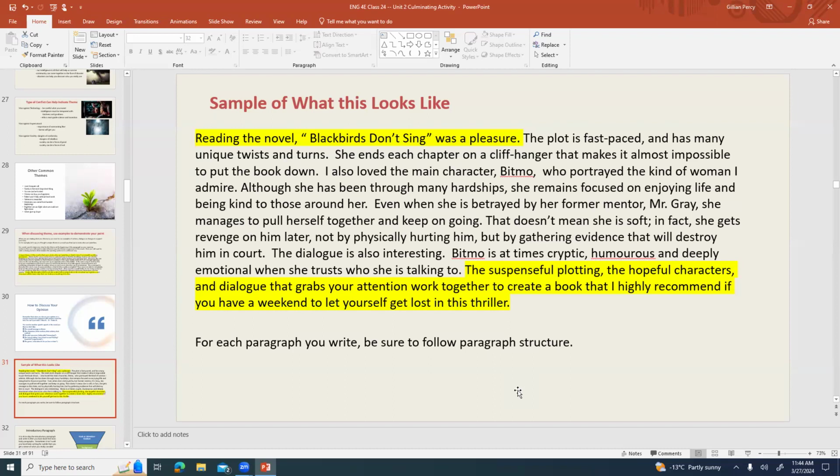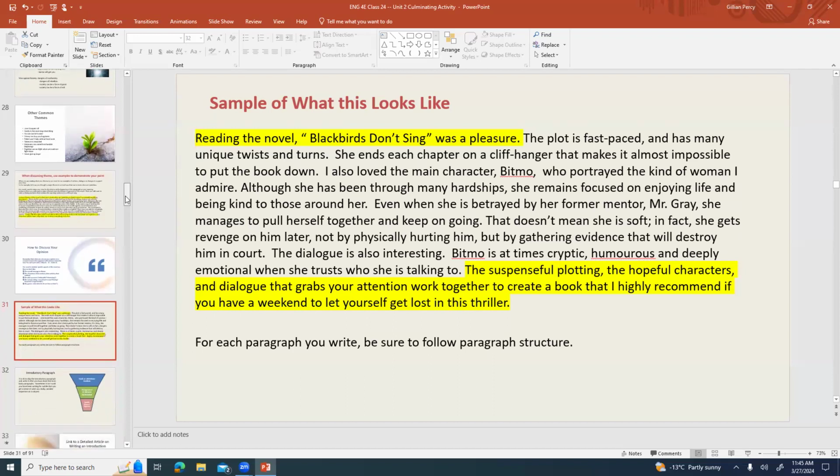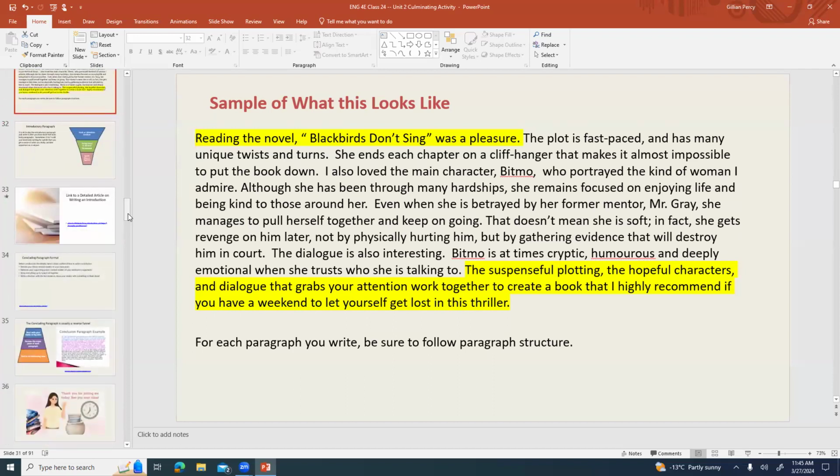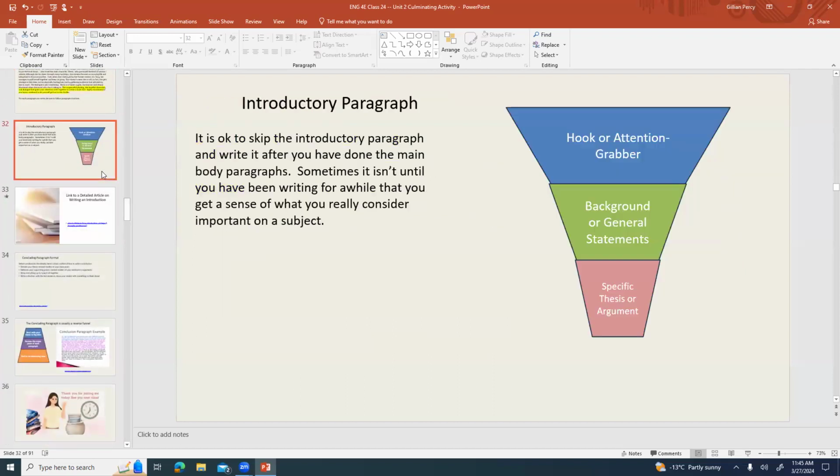The suspenseful plotting, the hopeful characters, and dialogue, I couldn't think of an adjective there, that grabs your attention work together to create a book that I highly recommend if you have a weekend to let yourself get lost in this thriller. So that's just an example of how you can discuss your opinion on the novel. And again, it's fine if you didn't like the book too. It's fine. Just explain what you didn't like about it.